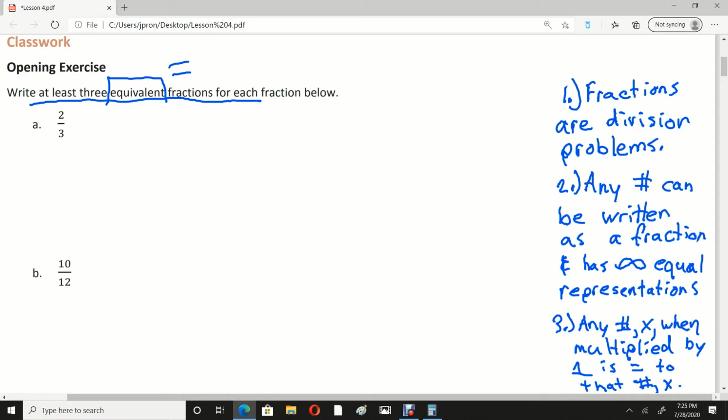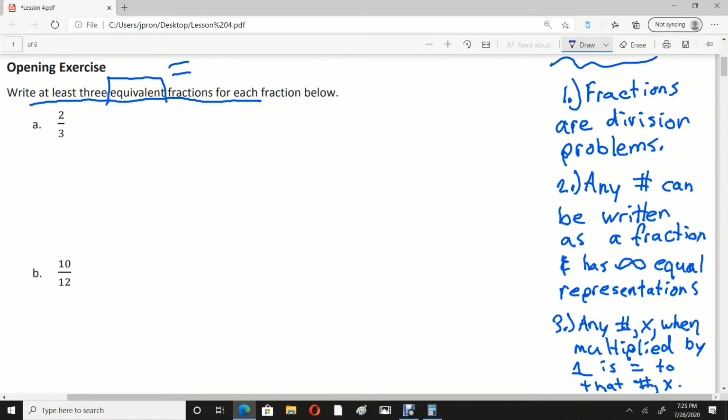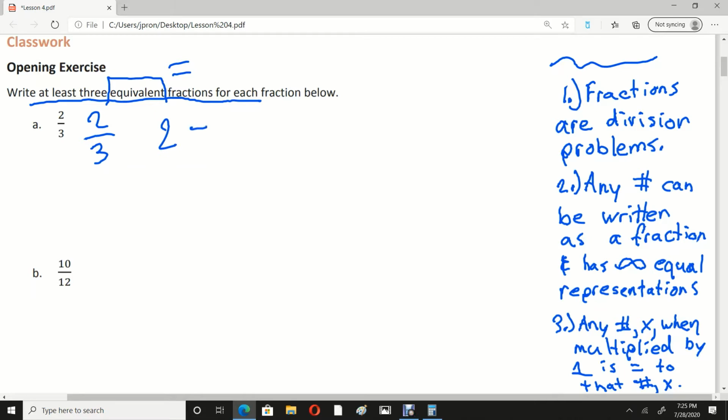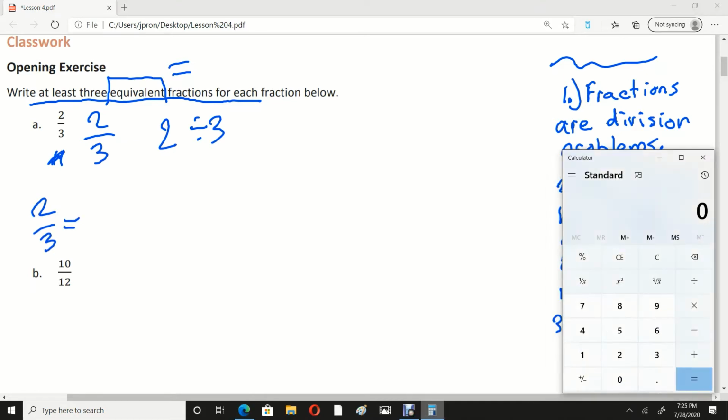All right, so we need to understand some facts here that I wrote off to the side, and I'm going to talk about them and refer back to these throughout the lesson. Fractions are division problems. We talked about that in the last lesson. So 2/3 is really just 2 divided by 3. So 2/3 has a decimal representation that we can calculate. We can calculate this by hand, but I'm just going to pull out my handy-dandy calculator just to show you.